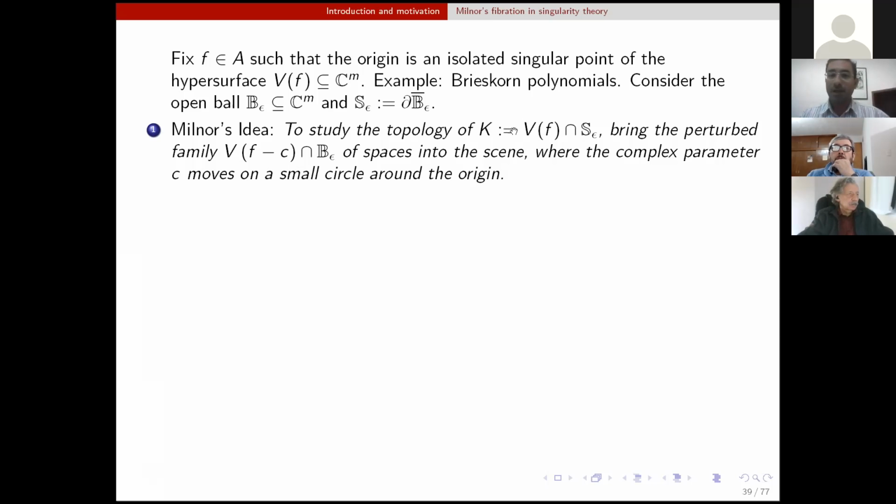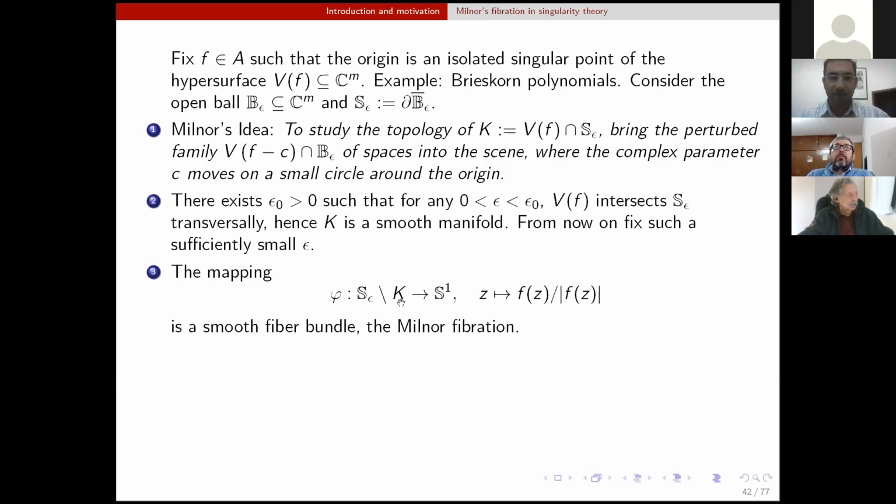discovered the missing parts. He said that if you want to study this K, the intersection, go and study these families of perturbations of K. I mean, consider not only the variety defined by f, but the variety defined by f minus c, where c is a very small complex number which turns around the origin, intersected with the ball of radius epsilon, and then consider these families of perturbations. So he put these families of intersections into a fiber bundle above the circle. That is what he discovered, and it is called the Milnor fibration map.